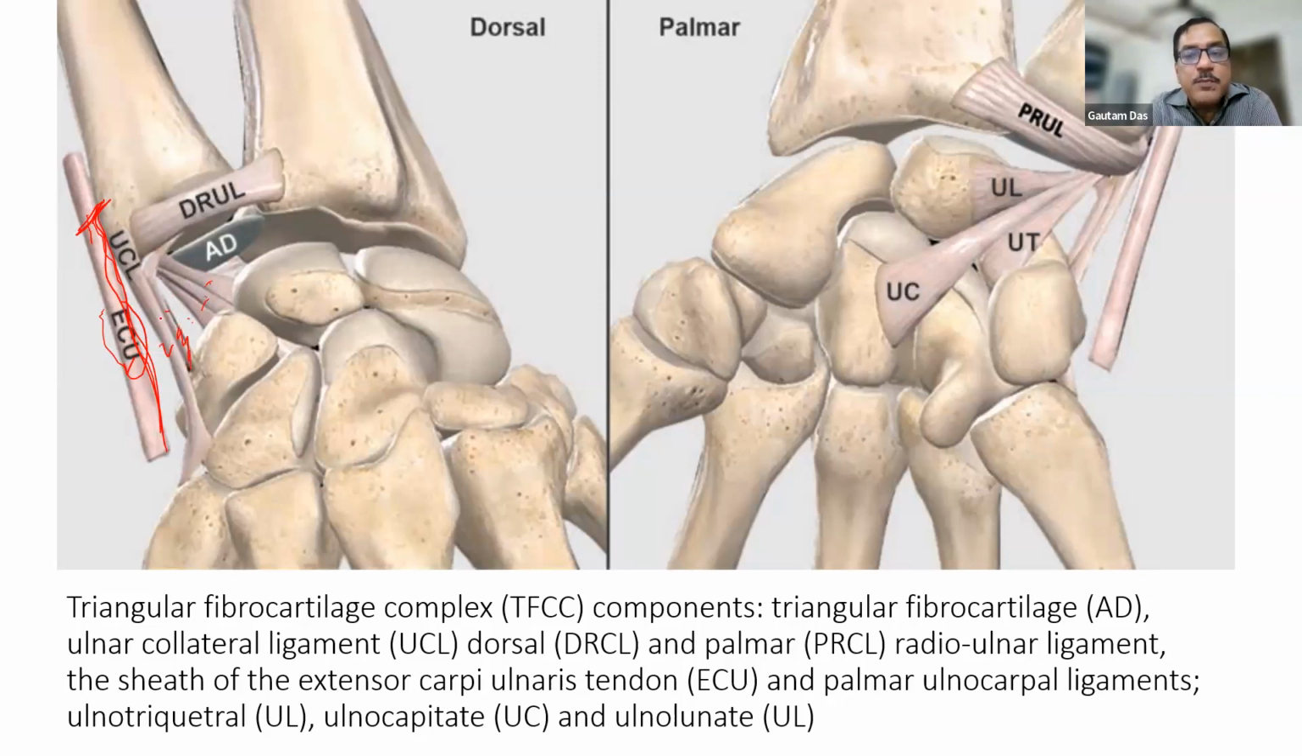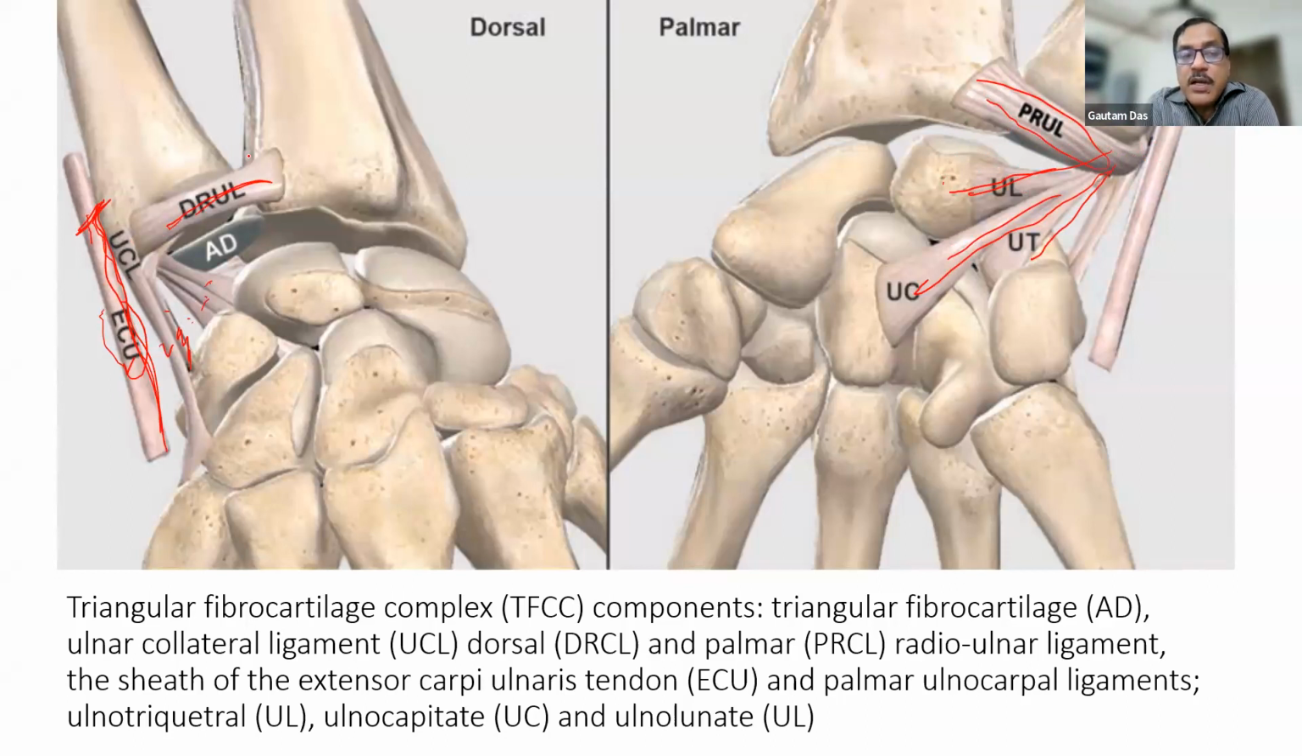And then there are 3 important ligaments from the palmar side. One is ulno-lunate, between the ulna and the lunate. The next is ulno-capitate, between the ulna and capitate, and ulno-triquetral, between the ulna and triquetrum. So these are the 3 intrinsic ligaments which will be coming. And then there are the dorsal radioulnar ligament and the volar or palmar radioulnar ligament. So these are the 2 radioulnar ligaments.